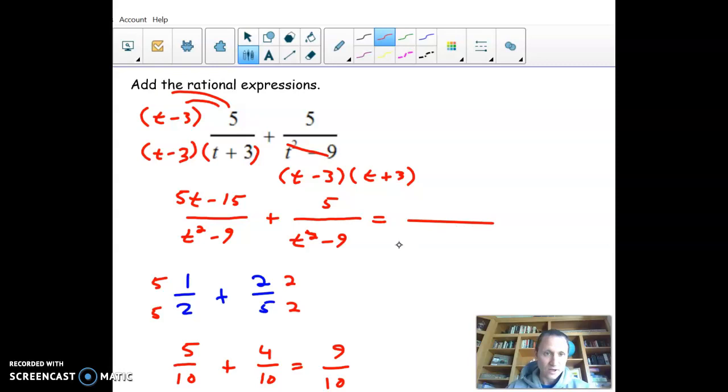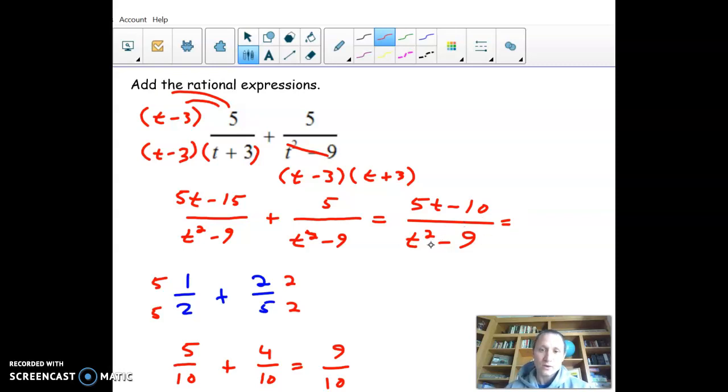Okay, and so now we keep the denominator the same. And the numerator, let's see, -15 and 5, when I add that together, is -10. Right, and so at this point we have our answer. It'd probably be smart to see if anything cancels.